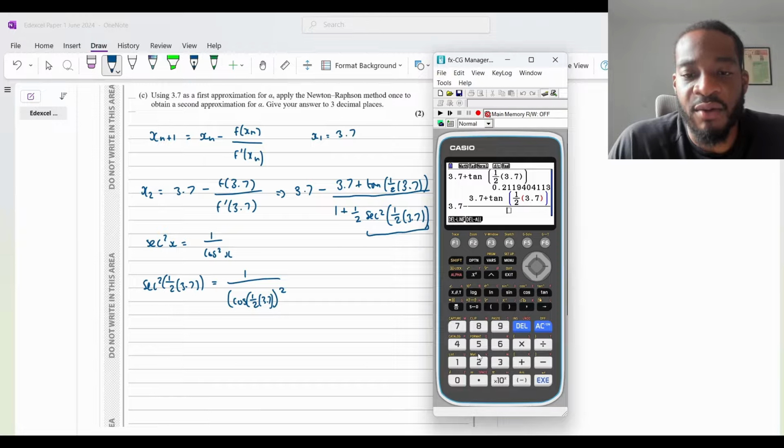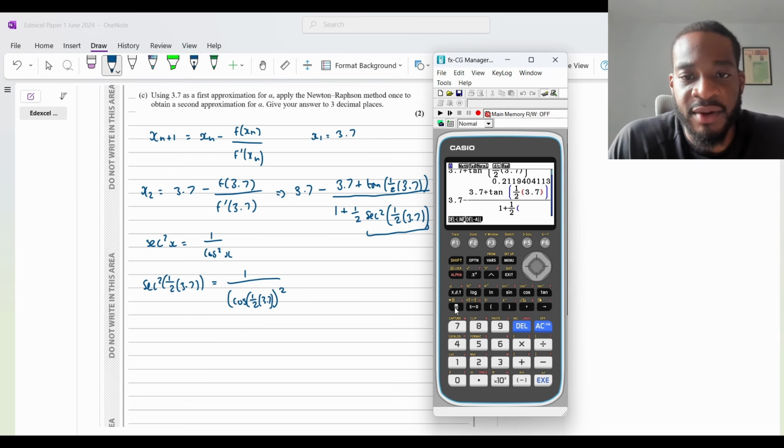We're going to divide this now by 1 plus 1/2, like that. And then, as I said before, I'm going to rewrite the sec squared as cos of a half 3.7 all squared. So I'm going to firstly put a bracket like that. And I'm going to get 1 over. And then I'm going to firstly put the bracket squared. So it's going to be like that. Perfect. And then I'm going to put the cosine in. So cos of a half, like that. And then 3.7, like that. And I think that's all good.